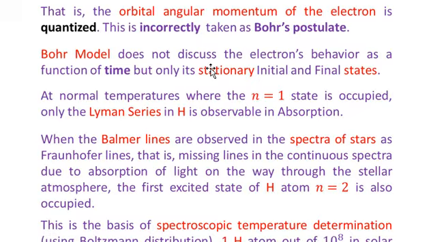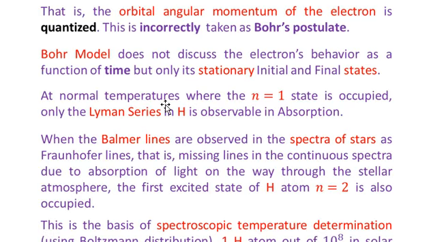Bohr model does not discuss the electron's behavior as a function of time. You see that this is one of the drawbacks of Bohr's model. That is, we have no time involvement in these calculations. Bohr's model does not discuss electrons' behavior as a function of time, but only its stationary initial and final states have been discussed.